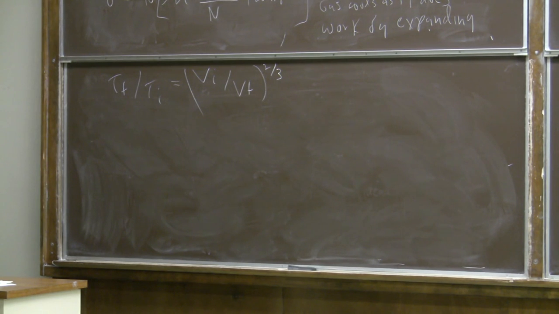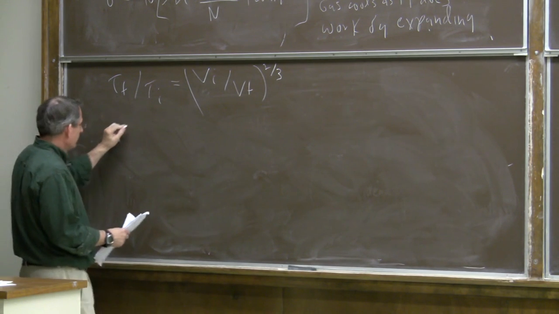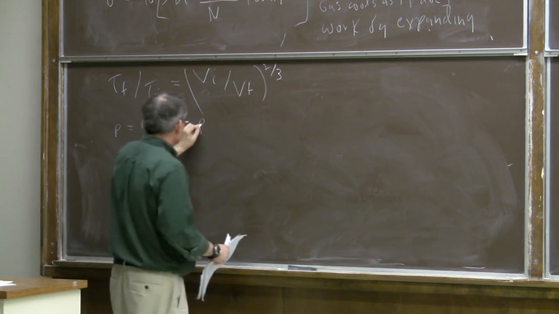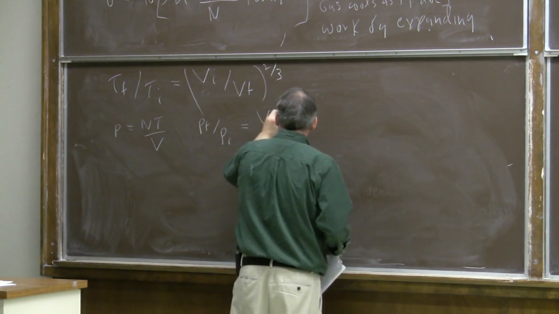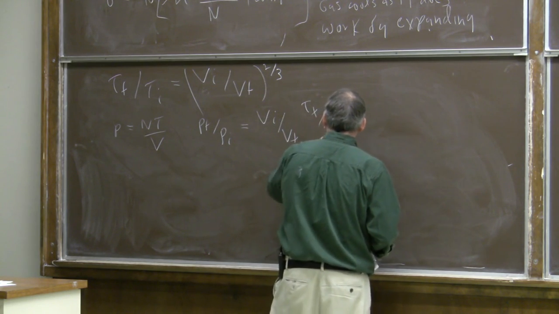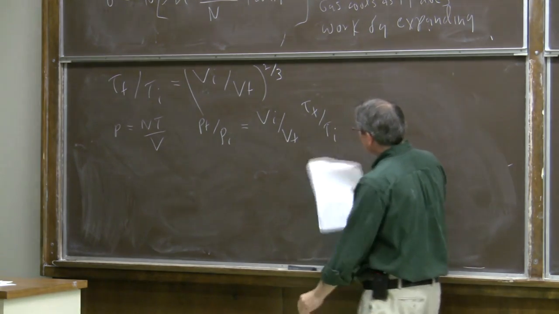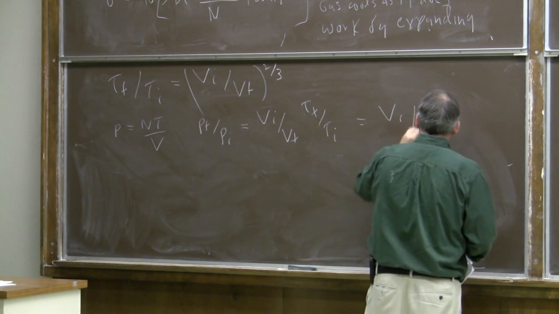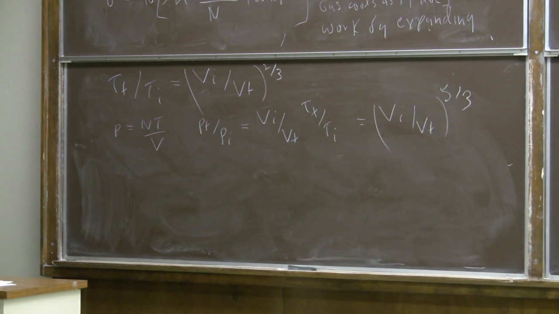And of course, we still have the ideal gas law holding at all times. Now the temperature is changing while the gas expands, but the pressure is equal to n times temperature divided by volume, and n is fixed. The final pressure divided by the initial pressure is, from the ideal gas law, the ratio of the initial to the final volume times the ratio of the final temperature to the initial temperature, and we know what that is now. So I get V initial over V final times another V initial over V final to the 2/3 power. So this is V initial over V final altogether to the 5/3 power. That's how the pressure changes.